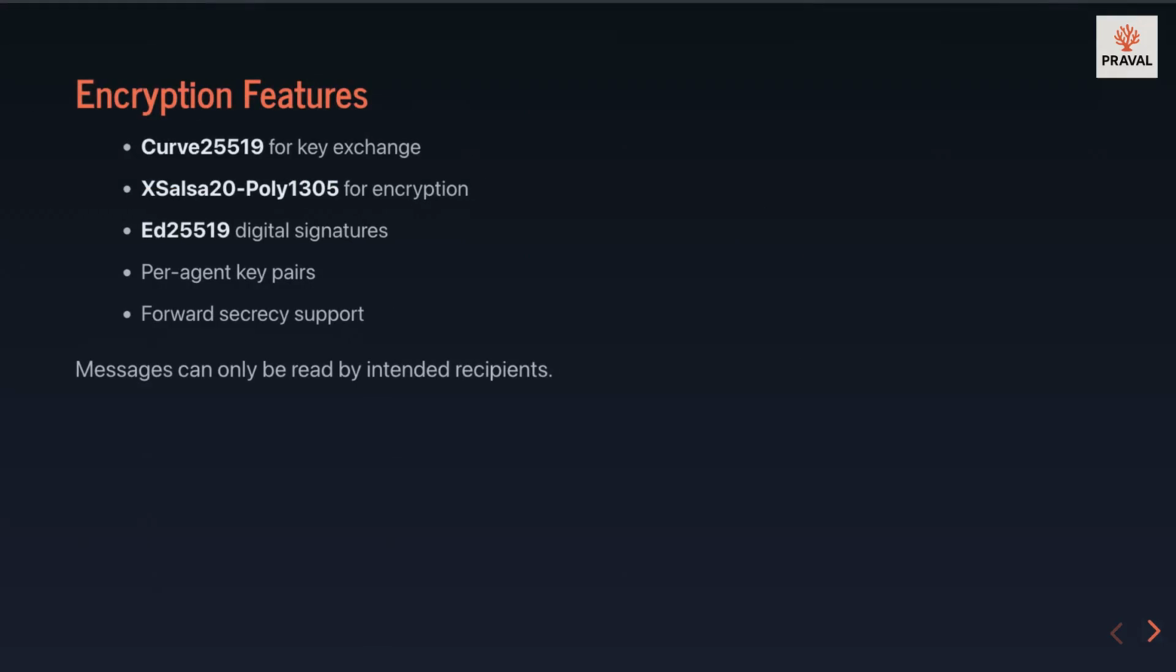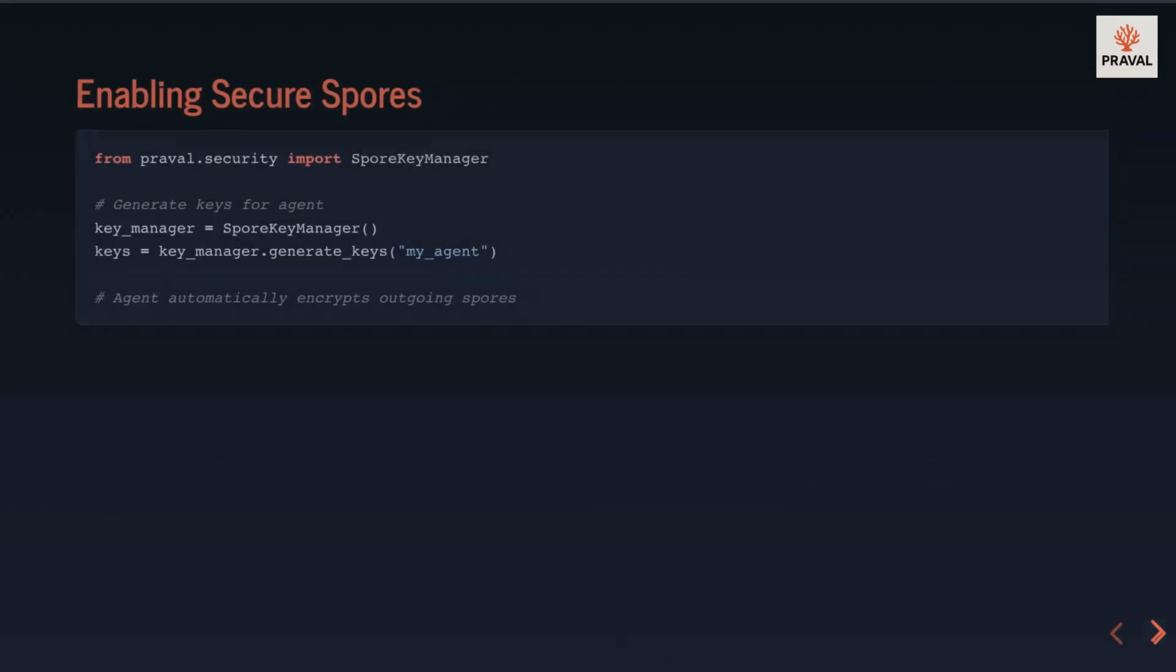The Secure Spore system provides AES encryption for message payloads, RSA for key exchange, automatic key rotation, and message signing, so you can verify authenticity. You can even configure per-agent keys for fine-grained security. Enabling encryption is straightforward. In your reef configuration, set encryption_enabled to true and provide an encryption_key. You can also enable signing for message authentication. Once configured, all spores are automatically encrypted and decrypted.